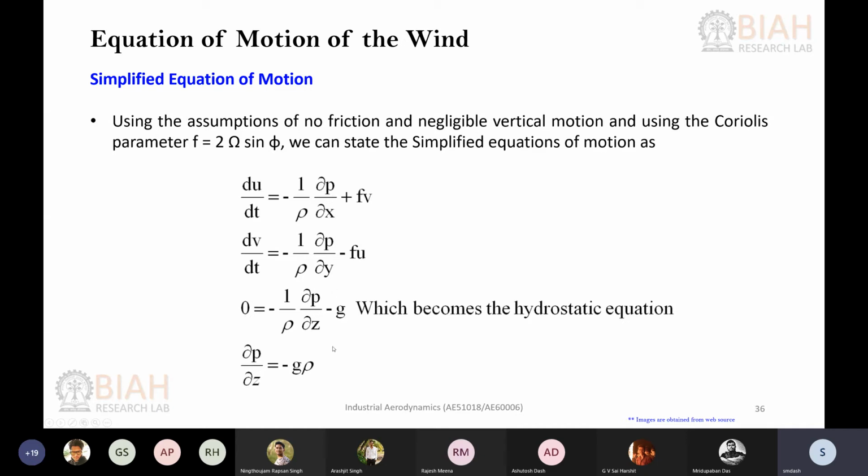If you rewrite this equation, you get del p by del z equals minus rho g, which is basically your hydrostatic equation, just with the gravitational effect on it. So this is what I was telling you: we don't have to consider the vertical acceleration because that term is quite small compared to the horizontal force or horizontal acceleration.